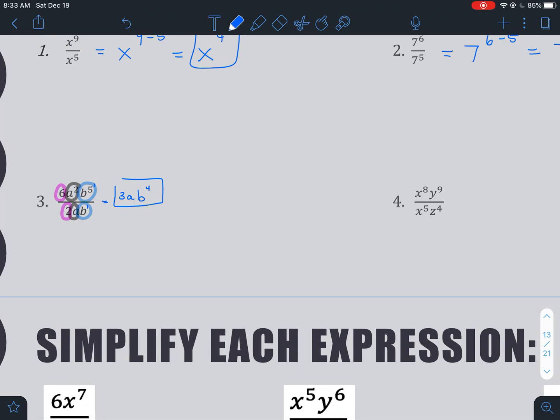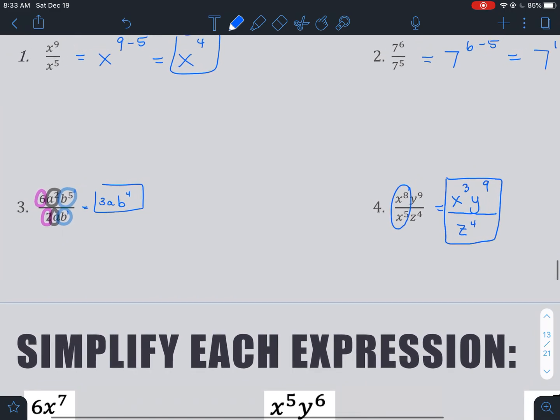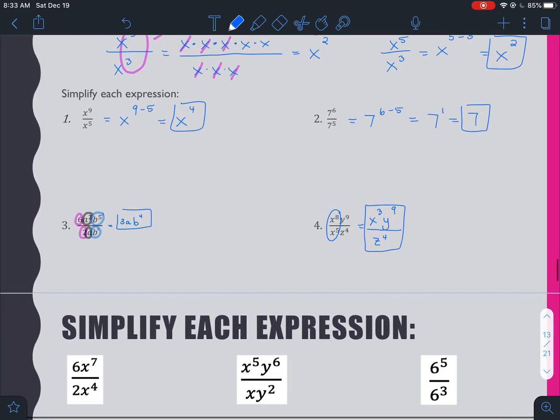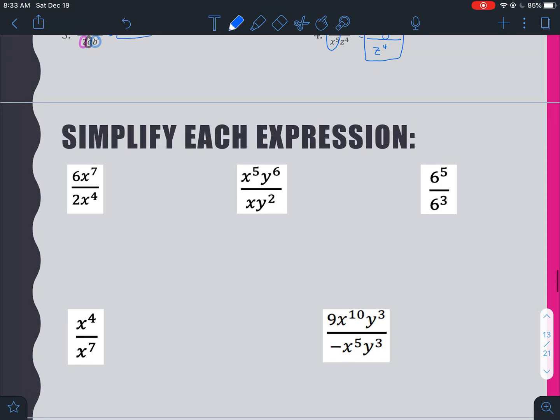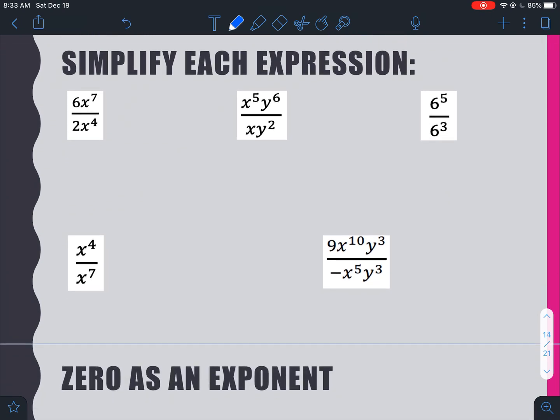We have, on number 4, x to the 8th, y to the 9th over x to the 5th, z to the 4th. Well, the only two expressions that get to be simplified are the x's, and x to the 8th over x to the 5th is x to the 3rd. So y to the 9th doesn't simplify with anybody, so it just stays in the numerator. And z to the 4th doesn't simplify with anybody, so it just stays in the denominator. So your final answer is x to the 3rd, y to the 9th over z to the 4th. And that is the quotient rule for exponents. So go ahead and pause the video and try these 5 problems.